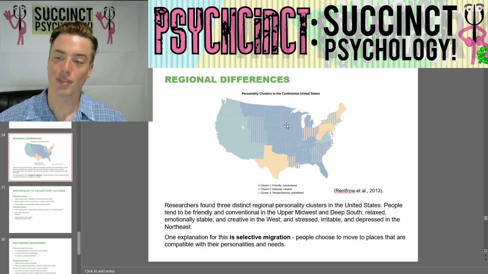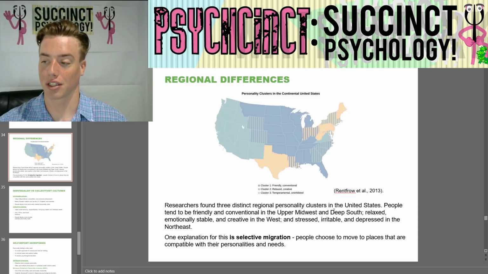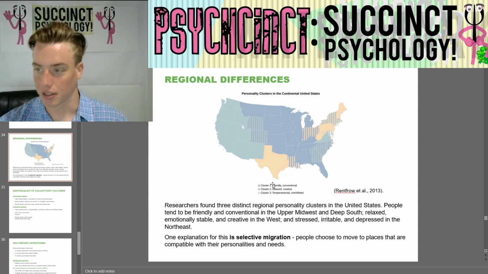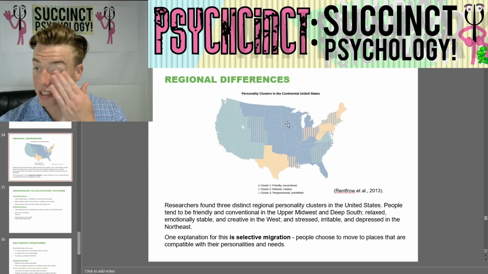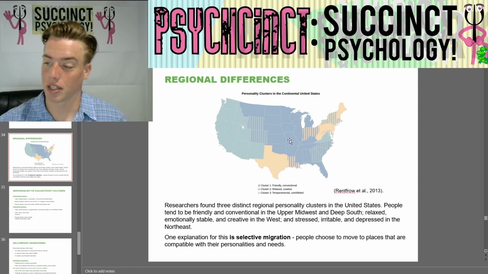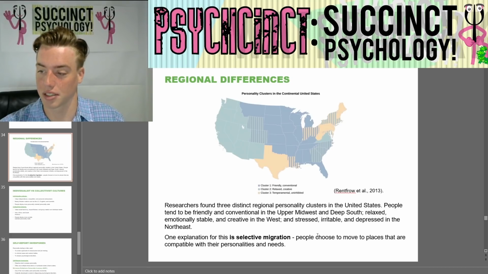All right. Next, we have regional differences. So researchers found 3 distinct regional personality clusters in the United States. People tend to be friendly and conventional in the upper Midwest and deep South. So here you can see cluster 1. It's kind of hard for me to see it, but it's the solid blue.